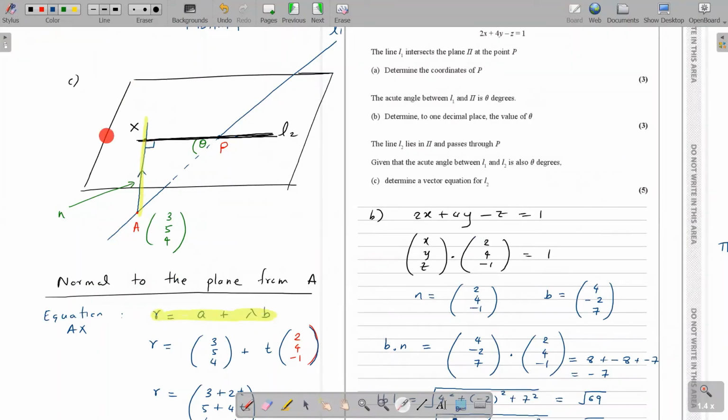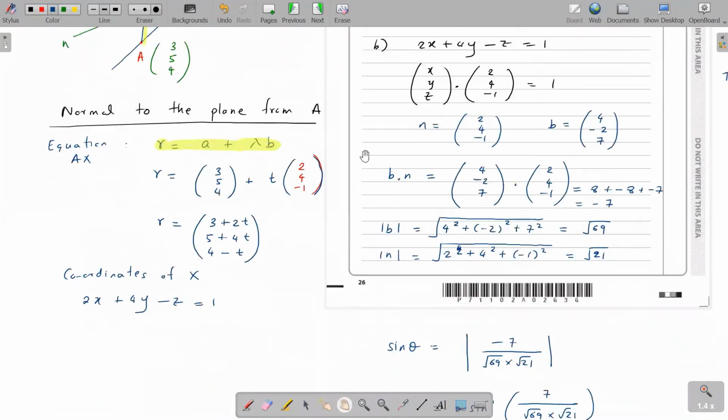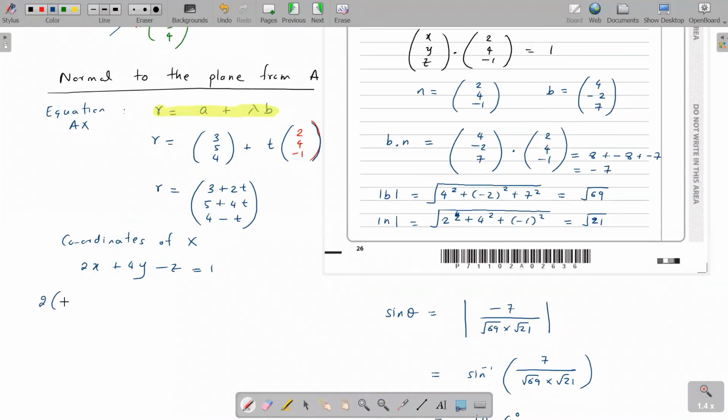So I'm solving the equation of the plane and the line AX to find the intersection point. 2 times (3 plus 2t) plus 4 times (5 plus 4t) minus (4 minus t) equals 1. Can you all solve and get me the t value? 6 plus 4t, 4 times 5 is 20 plus 16t, minus 4 plus t. How much is it? 4 plus 16 plus 1 is 21t.